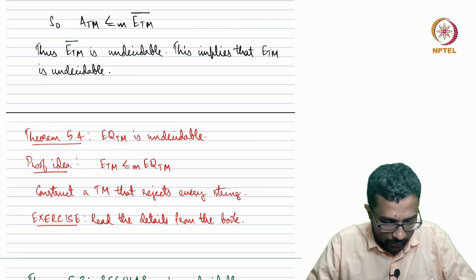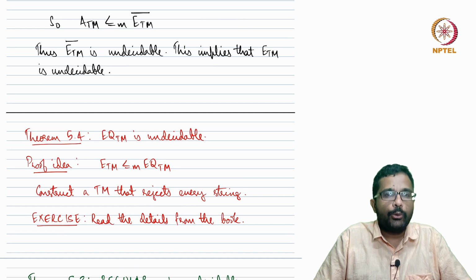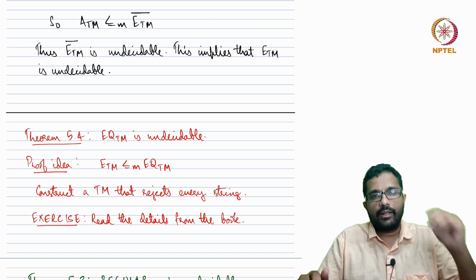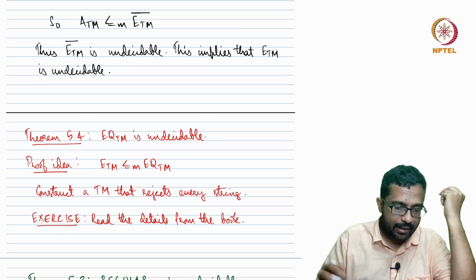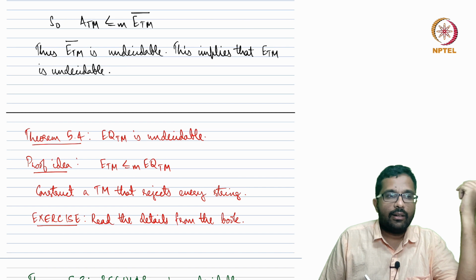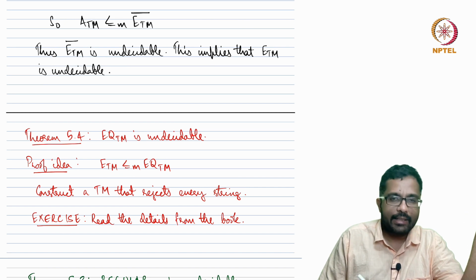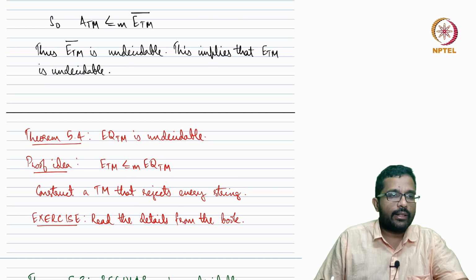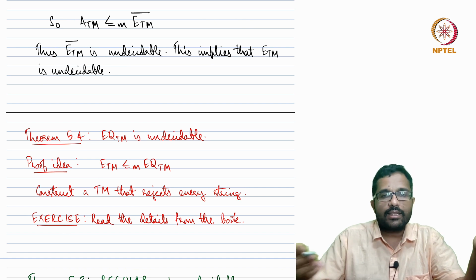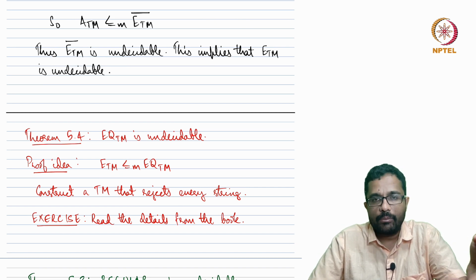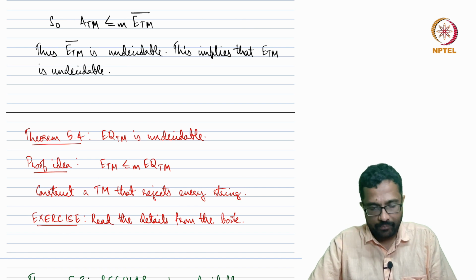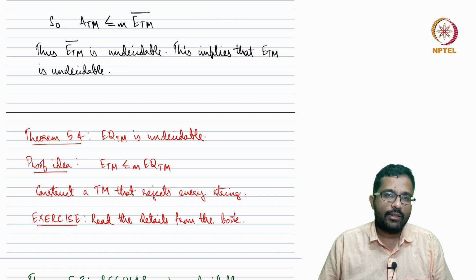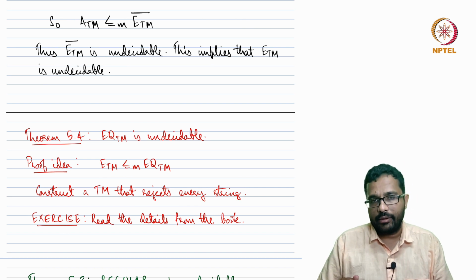There is one other language, EQTM. EQTM is given two Turing machines, and we are asking whether they recognize the same language, just like EQDFA or EQCFG. This is also undecidable. There is a very straightforward reduction from ETM to EQTM. Basically, we construct a Turing machine that rejects every string. So to determine whether a given Turing machine recognizes the empty language, we can ask whether this Turing machine is equivalent to the constructed Turing machine, which also recognizes the empty language. I don't want to get into the details. It's very straightforward, and on similar lines to other proofs that we have seen. So I suggest reading the proof from the book.